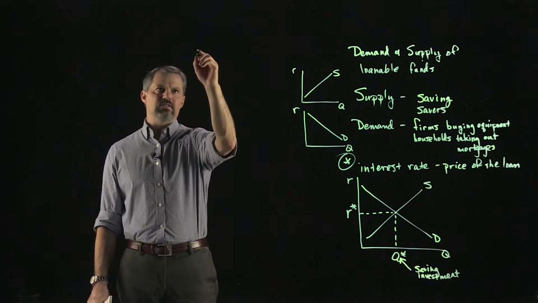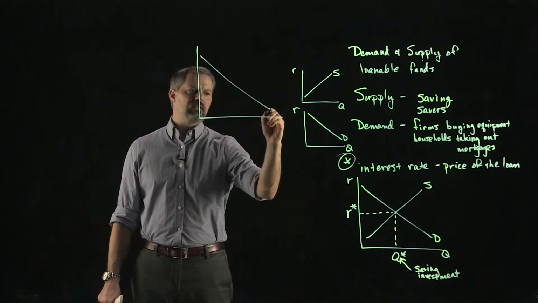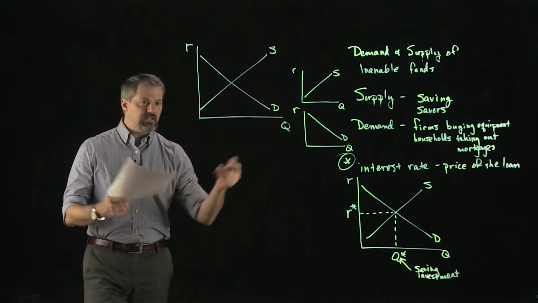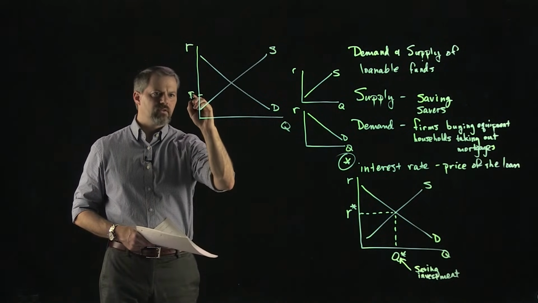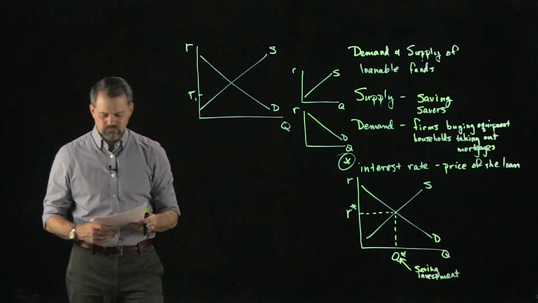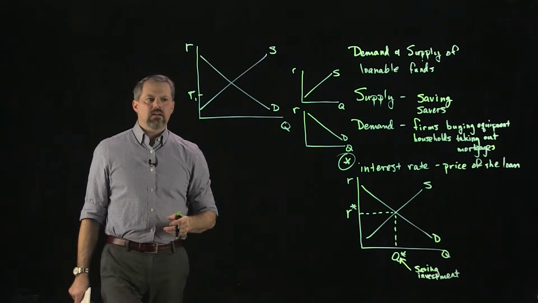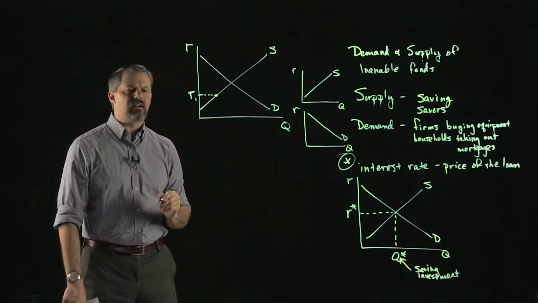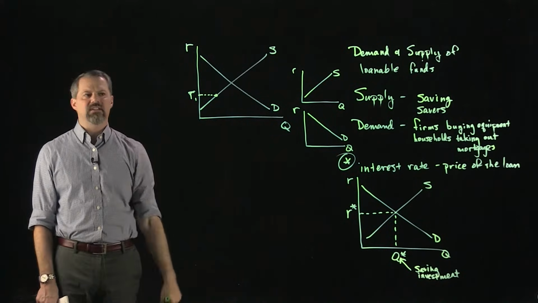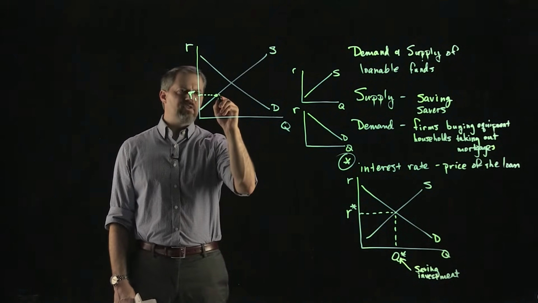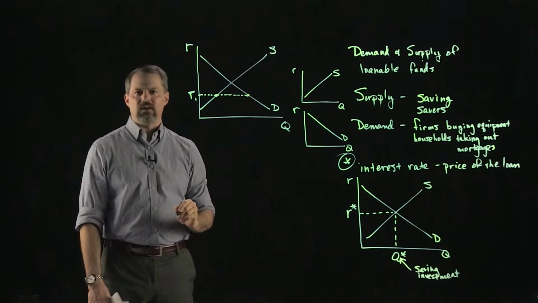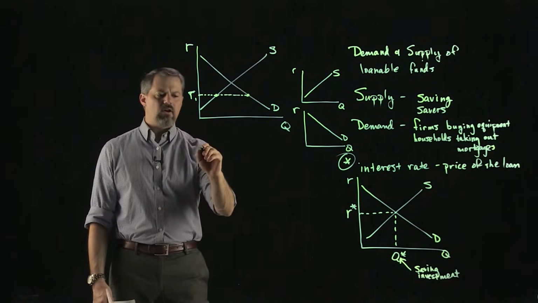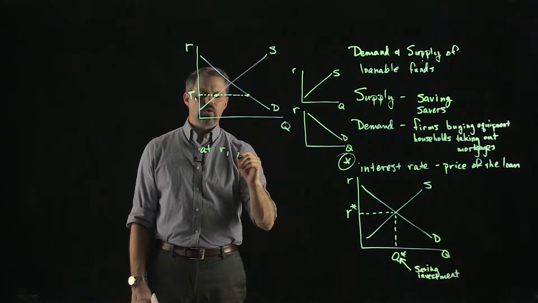So let's talk about that for just a second. If we were to think about the demand and supply of loanable funds, let's suppose that our interest rate is something like R1. Let's call that R1. If we look at what's happening at that interest rate, what we see is right here is the supply of loanable funds. That's the number of dollars that are being saved in the economy. And if we go over to the demand curve, we can see the demand for loanable funds. That's the number of dollars that people want to borrow. So what we see is that at R1, there is a shortage of loanable funds.